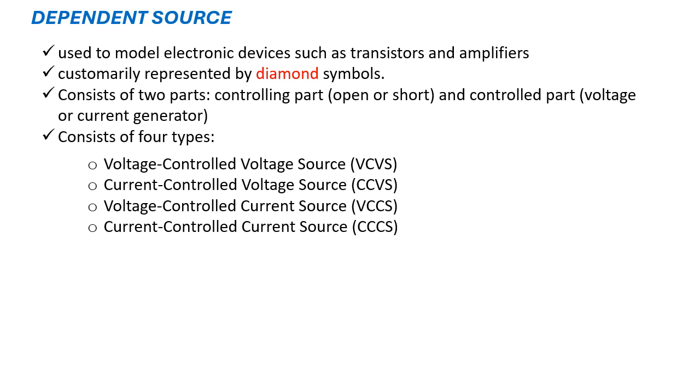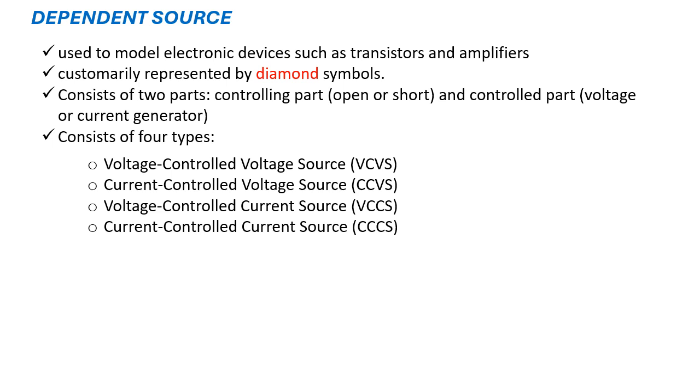Now, while independent sources are most common in the industry, dependent sources find their applications to model electronic devices such as transistors and amplifiers. So, how do we know it's a dependent source when you are given a particular network? Now, dependent sources, from the name itself, have a voltage or current which is dependent on some other variables, for example voltage or current elsewhere in the circuit.